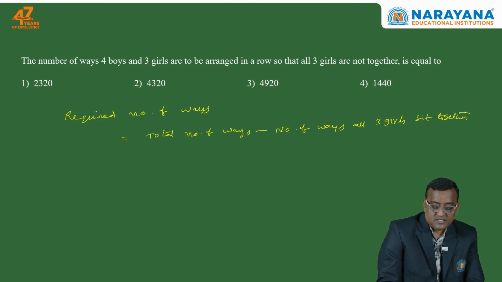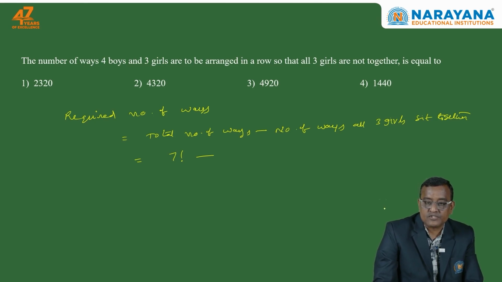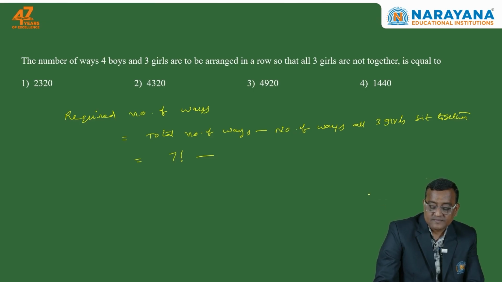Total number of ways: total 7 persons are there. They can be arranged in a row in 7 factorial. And to get the number of ways in which 3 girls sit together, take the 3 girls as one unit. So 3 girls unit and 4 boys.